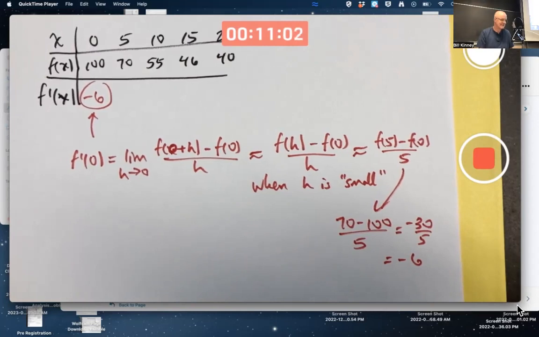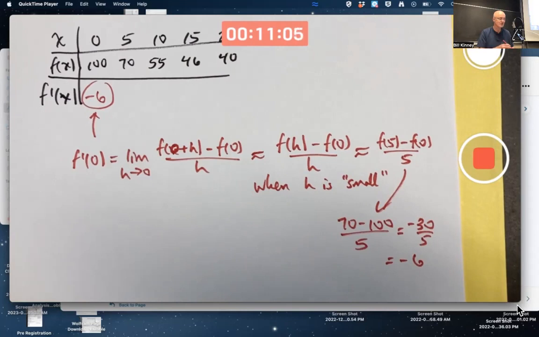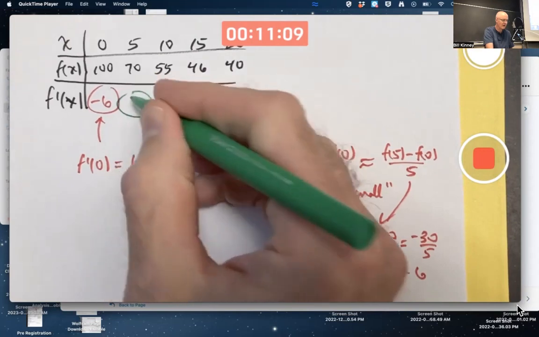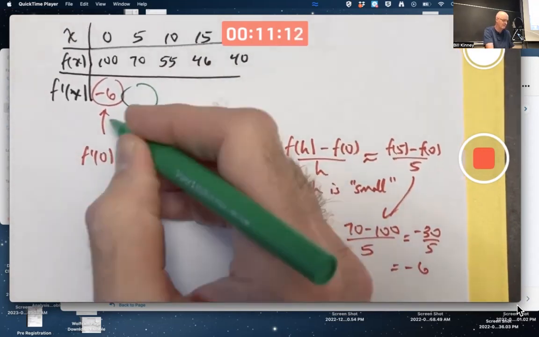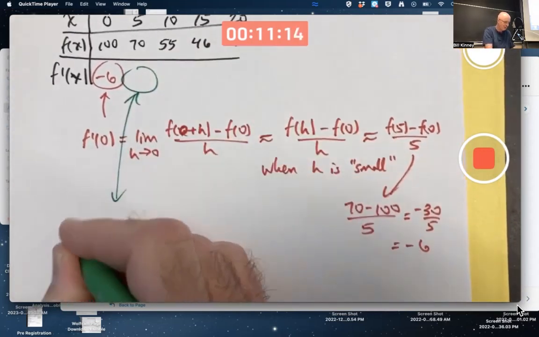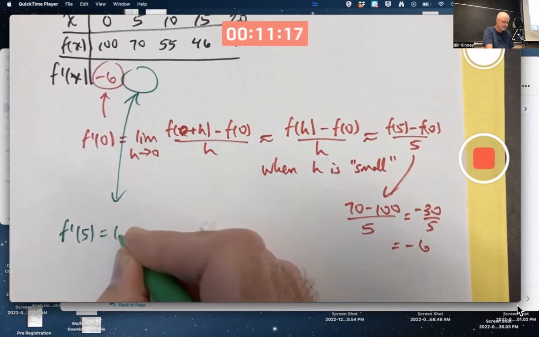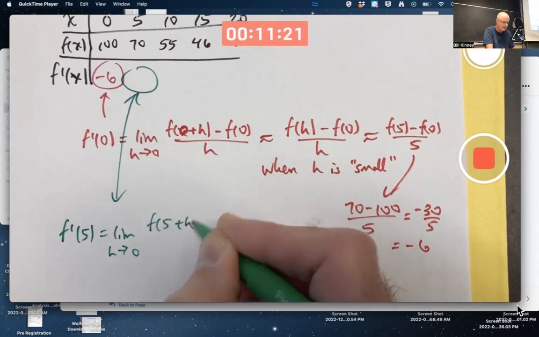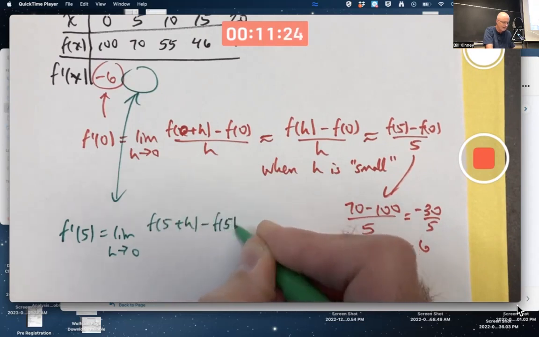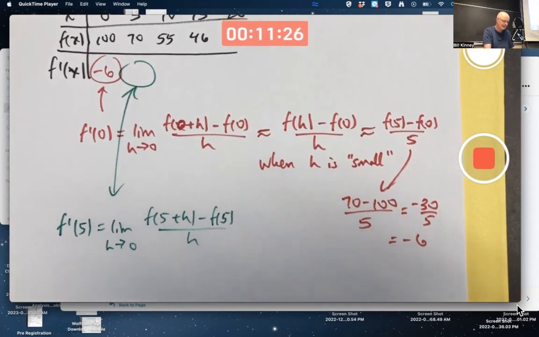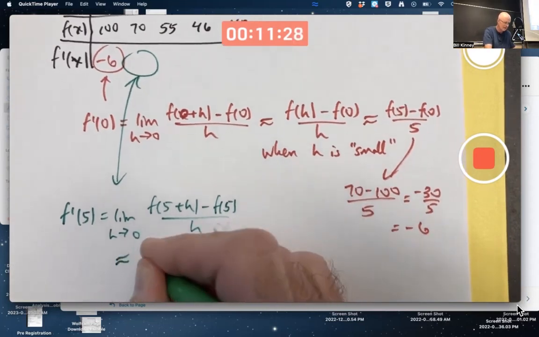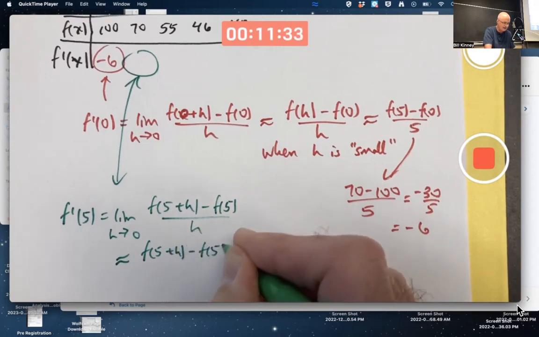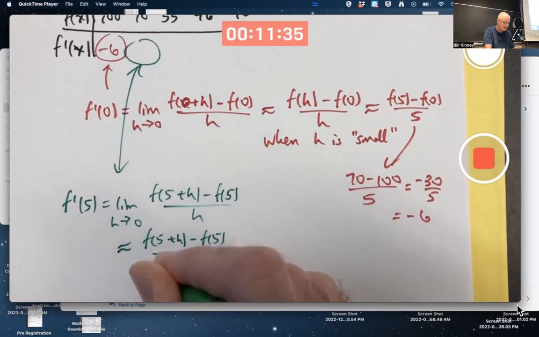What about when x is 5? This gets a little trickier, and there possibly could be more than one answer for this one. Why? f prime of 5 is, yes, the limit as h goes to 0 of f of 5 plus h minus f of 5 divided by h. And yes, this would be approximately f of 5 plus h minus f of 5 divided by h when h is small.